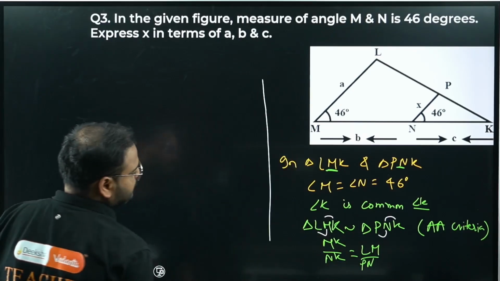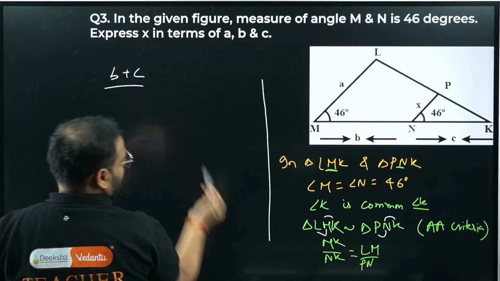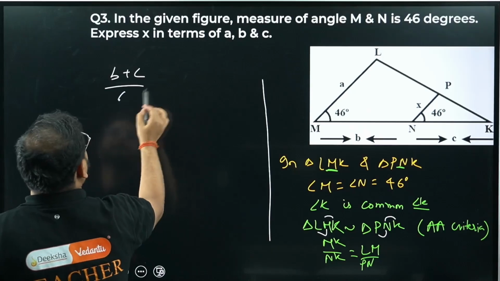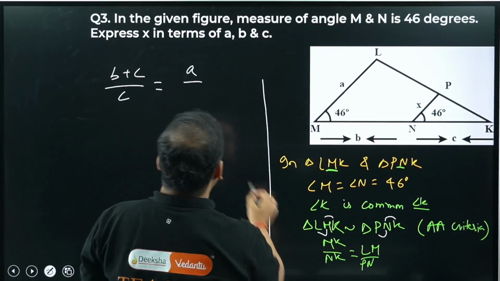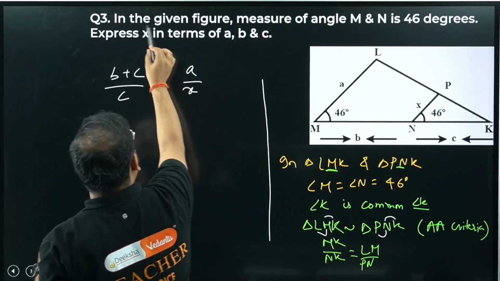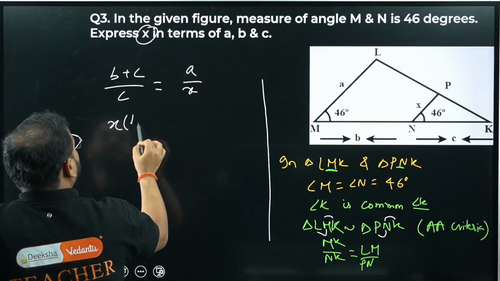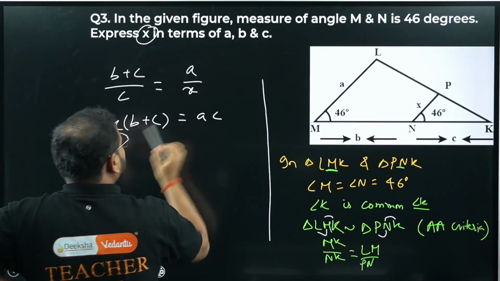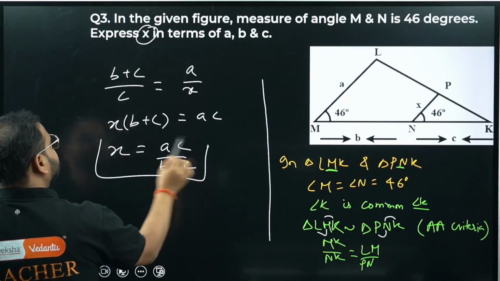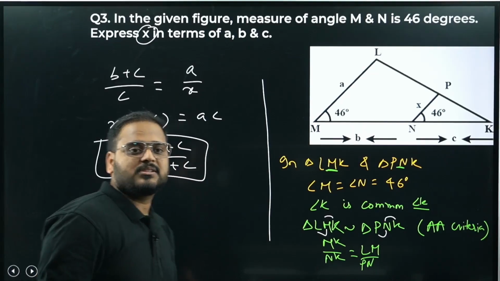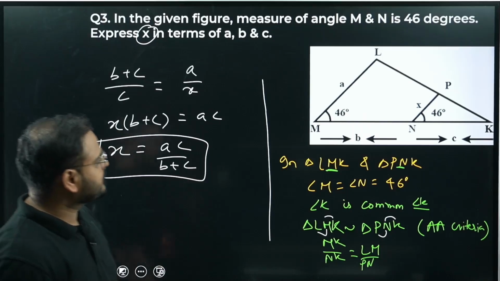Let's check the values of these two. MK is how much, sir? MK is going to be B plus C. What about NK, sir? NK is simply C. What about LM, sir? LM is A. What about PN, sir? It is X. I want to find value of X in terms of ABC. So I'll do cross multiplication. I'll write here X times B plus C equals AC. So right here X equals AC upon B plus C. This is your answer for writing X in terms of ABC. Correct? AC upon B plus C. Have a look. Simple enough.